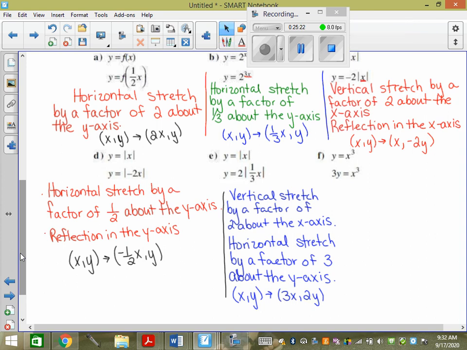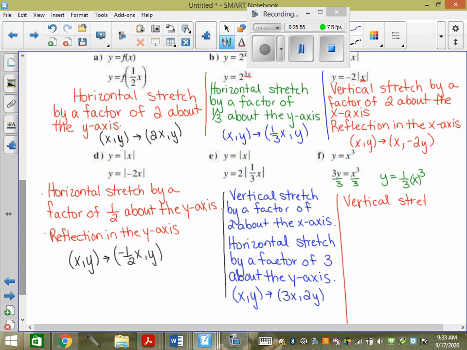For f, I'm going to divide the 3 over. When I divide a 3 over, it's like multiplying by a third. Now, some people will say that's with the x. Is it with the x? No, if it was with the x, it would be 1/3 in brackets cubed, and it's not, correct? So if you really wanted to save yourself from trying to say it's horizontal, you can put a bracket on your x. So, it is a vertical stretch by a factor of 1/3. My brain stopped for a second. About the x-axis. So I get xy becomes x comma 1/3 y.